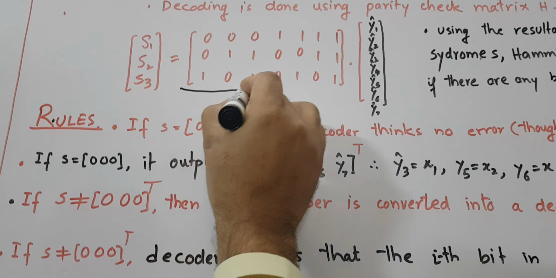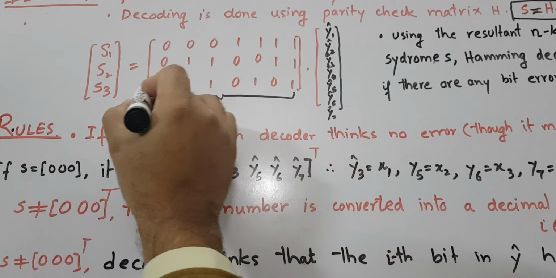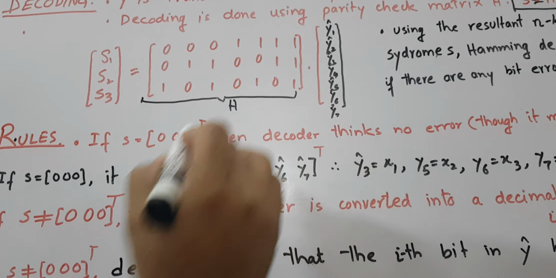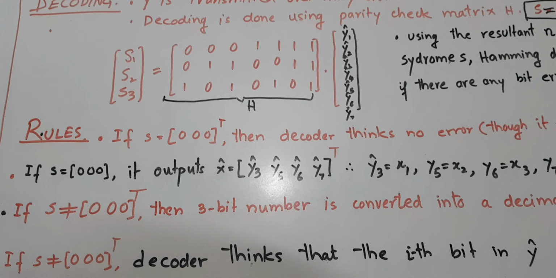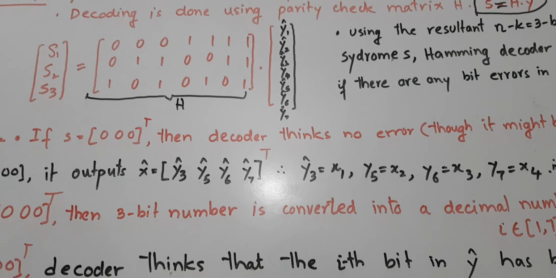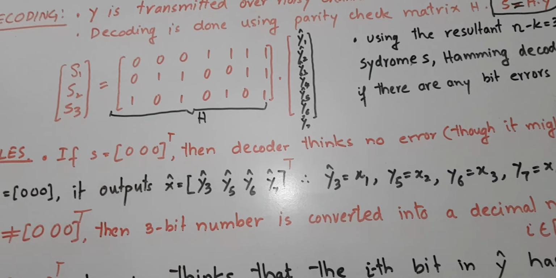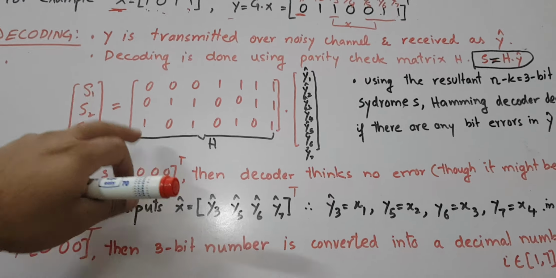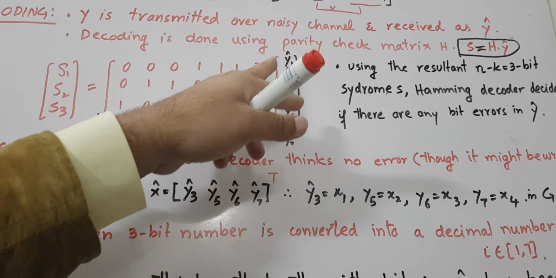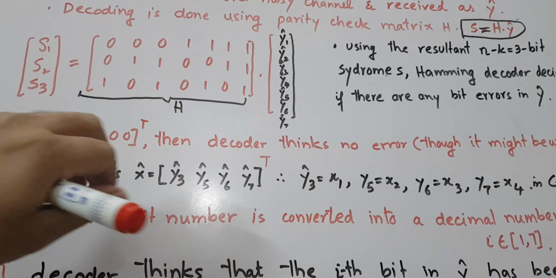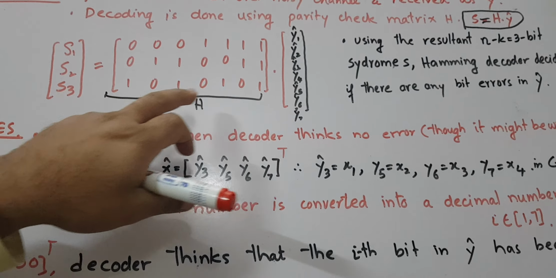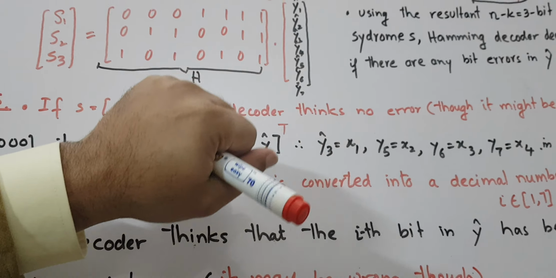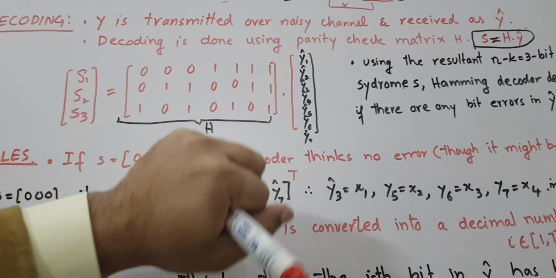In this particular case H is given, but as I said, there are many other methods to generate H. For this example we are giving you H, so this H is always given. This is the message that you received from the channel. So S will be equal to H multiplied by y transpose.